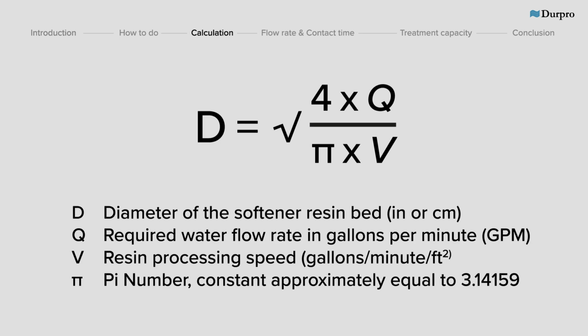Where d is the diameter of the softener resin bed, in units of length, for example, inches or centimeters. Q is the required water flow rate in gallons per minute, GPM. V is the resin processing speed, in gallons per minute per square foot. Pi is a constant, approximately equal to 3.14159.